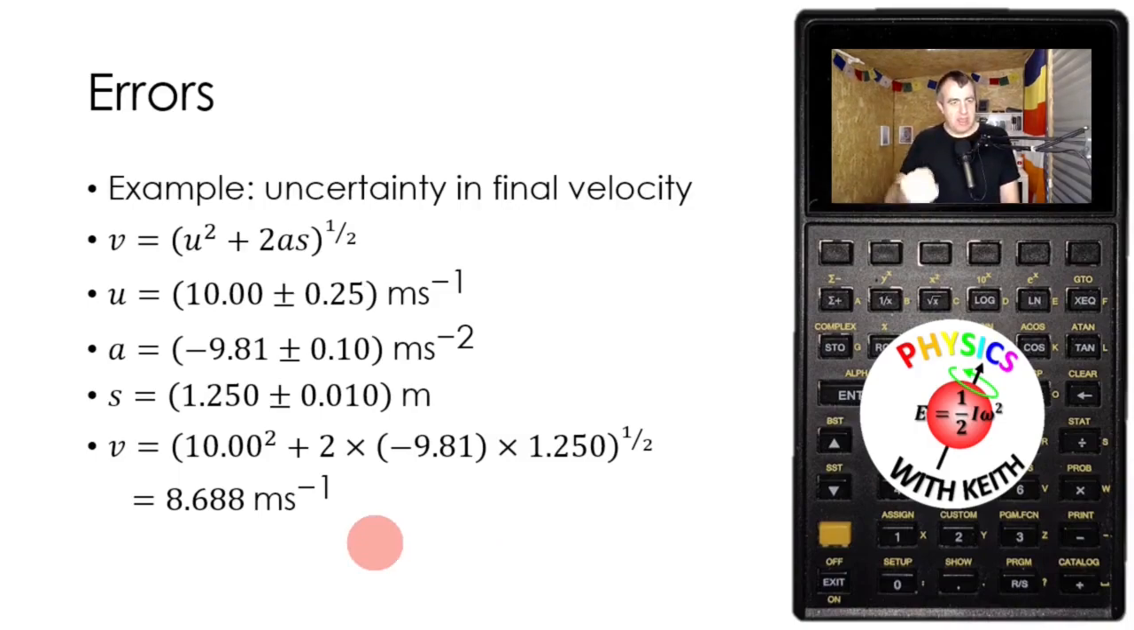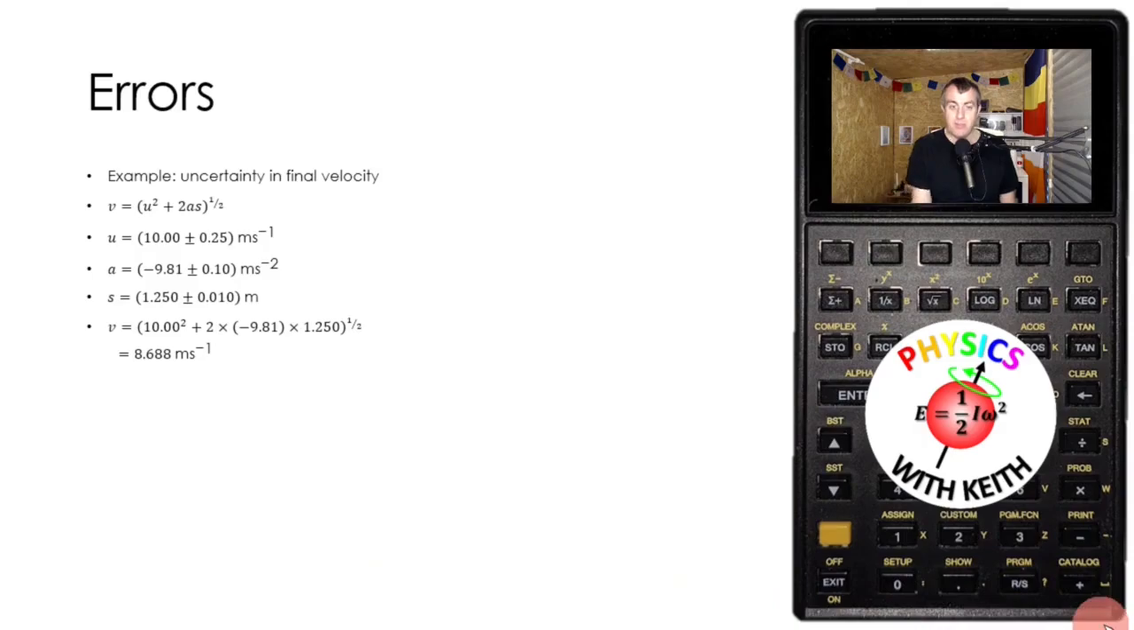GCSE level, that would be okay. A level, if we're given uncertainties, we better use them. So let's go ahead and use those uncertainties. Now I'm just going to push all that up into the corner because I'm going to need quite a bit of paper for this. So you might have to zoom in to see this. That's the calculation we've already done.